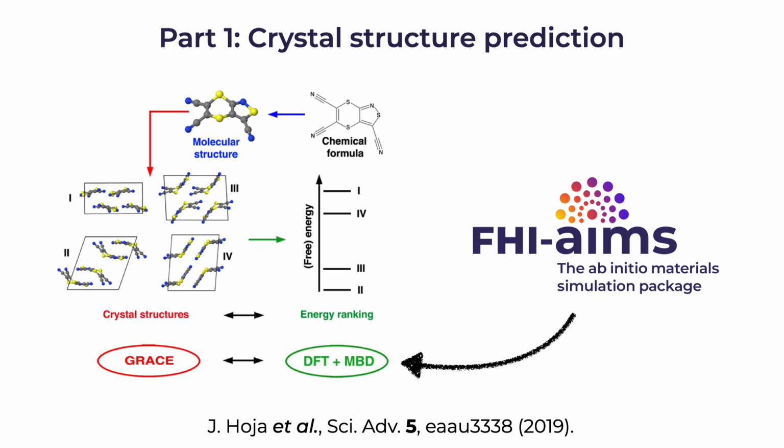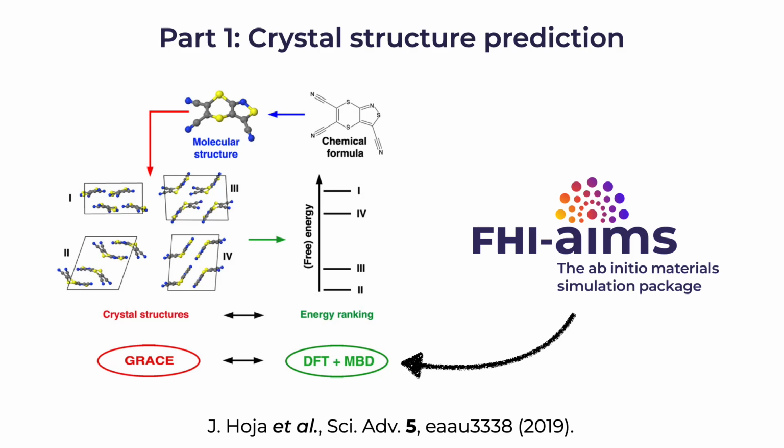A molecular structure is created based on the chemical formula. And then several crystal structure polymorphs are created and ranked in an approximate manner with force fields and cheaper methods. Details on this procedure can be found in the respective publications, but we will not go into more details in this part of the tutorial.